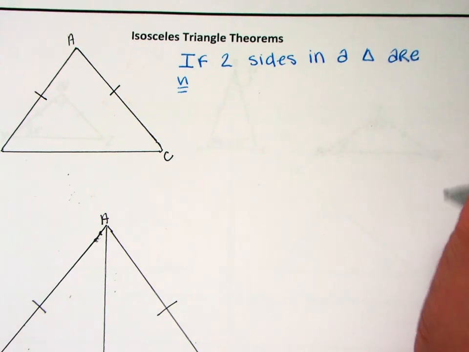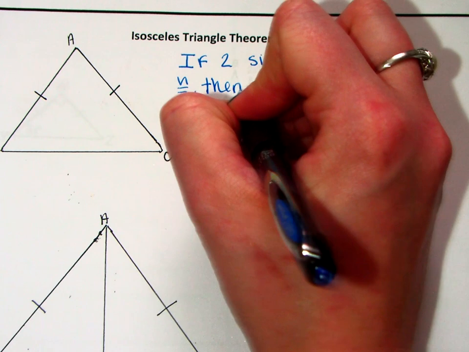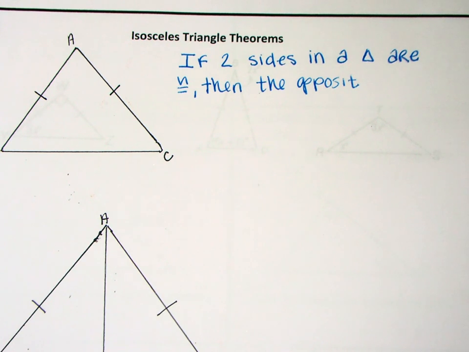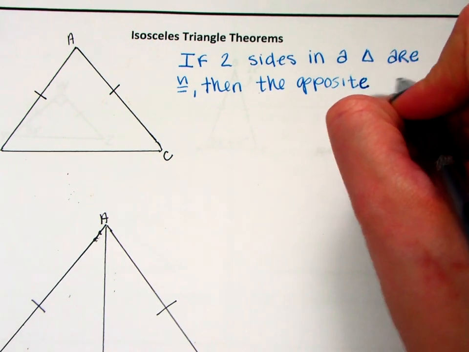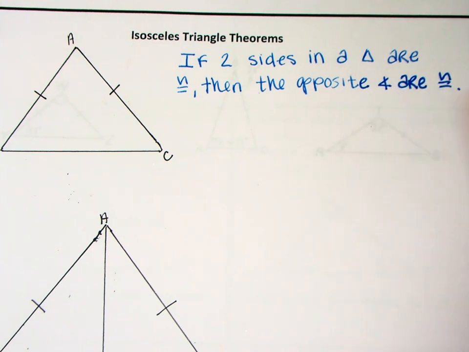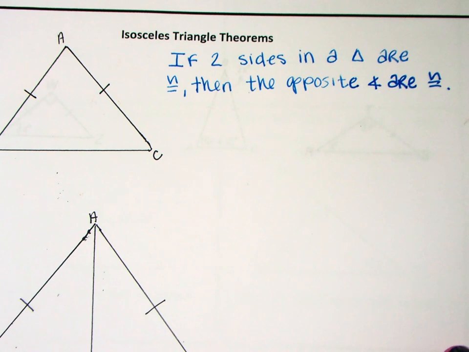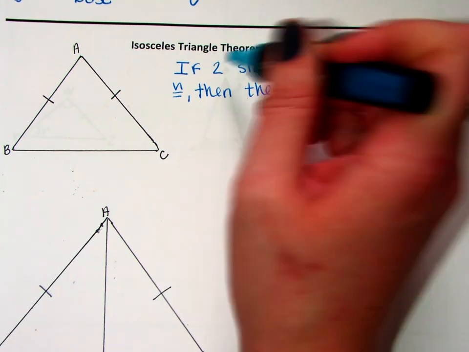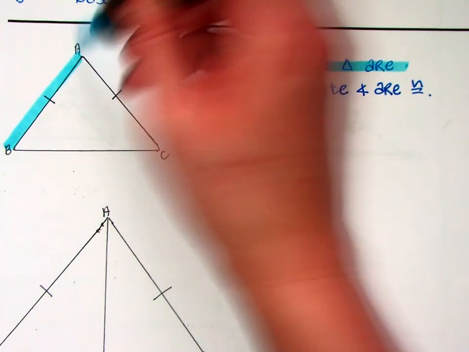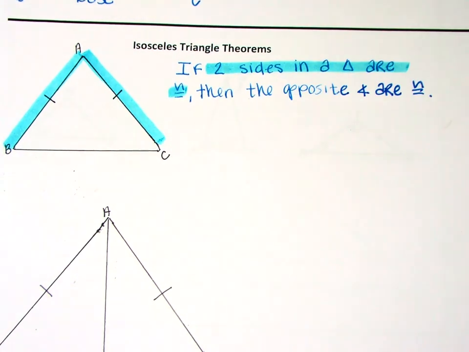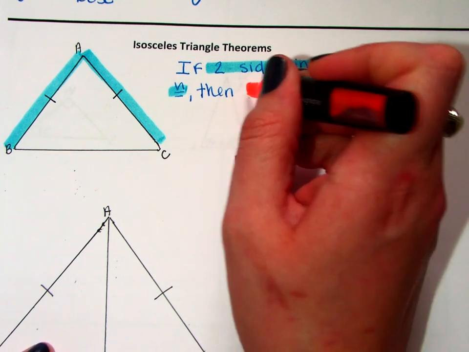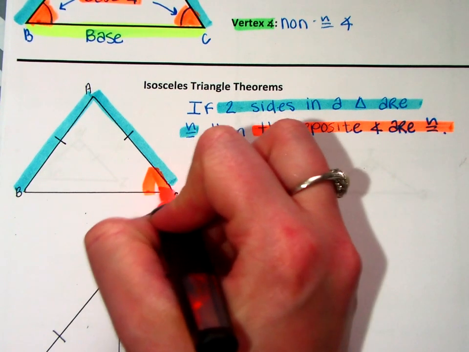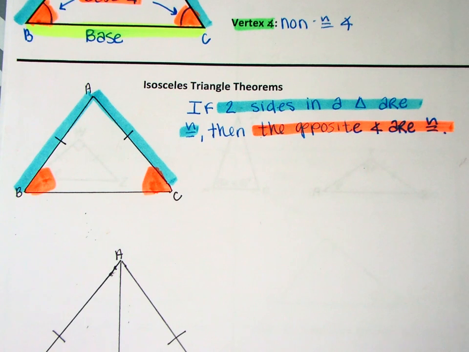If two sides in a triangle are congruent, then the opposite angles, okay, I think my pen is dying. Here we go. Then the opposite angles are congruent. So if two sides in a triangle are congruent, then the opposite angles are congruent. What that means is the two sides that are congruent, remember, those are your legs. So that would be side AB and AC. The angles that are across those two, those are referred to as the opposite angles, and those, again, are our base angles. So across from the legs are our base angles. So that means they're congruent.